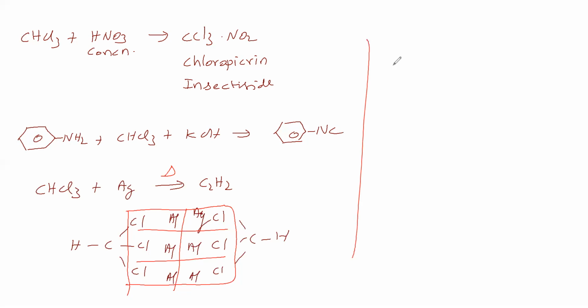Next, chemical property of chloroform. Chloroform is treated with chlorine in the presence of sunlight. Free radical substitution is possible, and we get carbon tetrachloride. Next reaction we will see is the Reimer-Tiemann reaction.